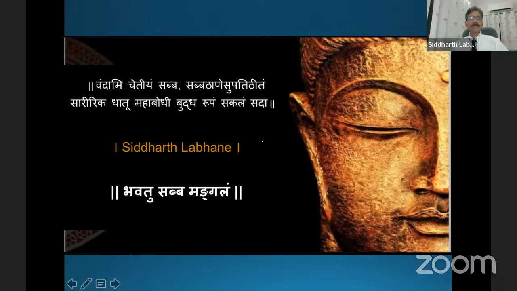Then I am venerating the Bodhi tree also, Mahabodhi. These are all the Buddha Rupang Sakalang Sada, forever. Entire these things I am venerating, Vandami.